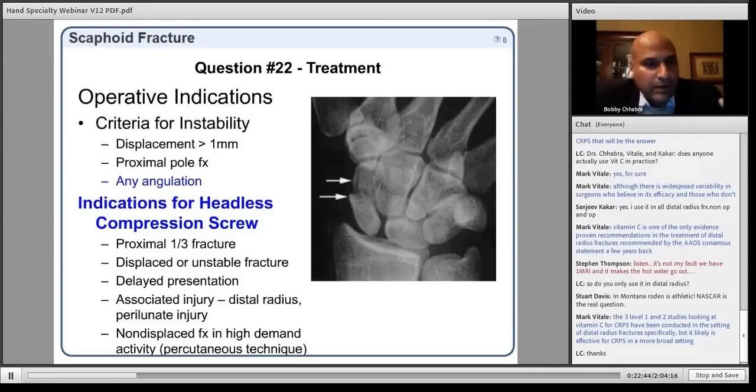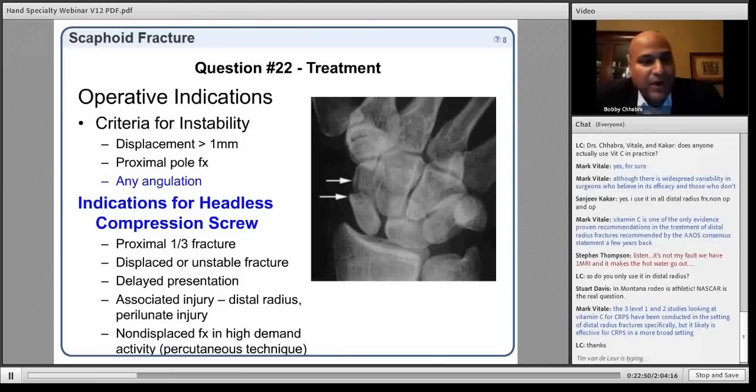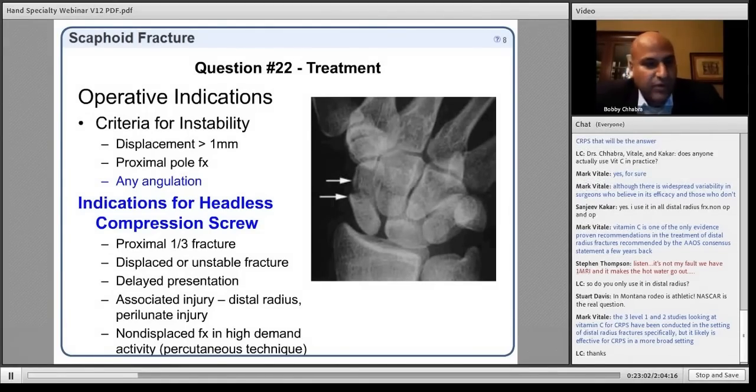So when do you operate on a scaphoid? When there's any displacement, so greater than 1 millimeter, any proximal pole fracture. So you really shouldn't treat a proximal pole fracture non-operatively. And any angulation. Those are 3 reasons to operate on a scaphoid fracture. And indications for headless compression screws, and that's how we treat most of these.